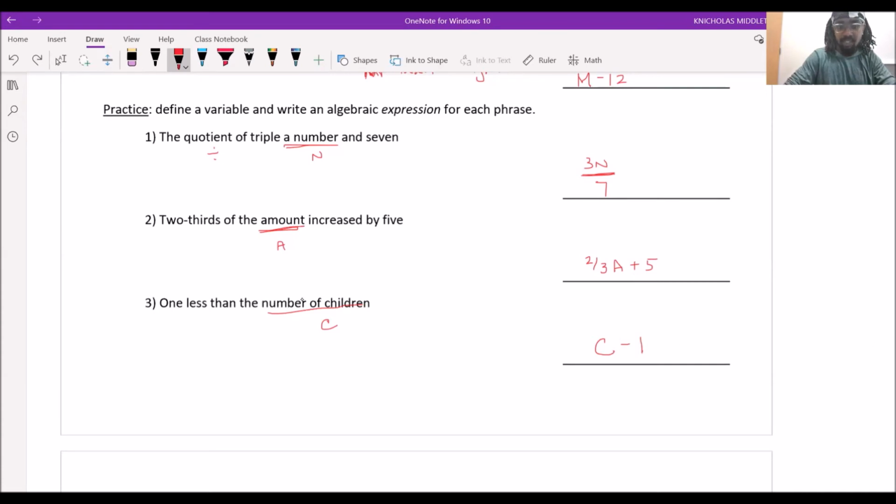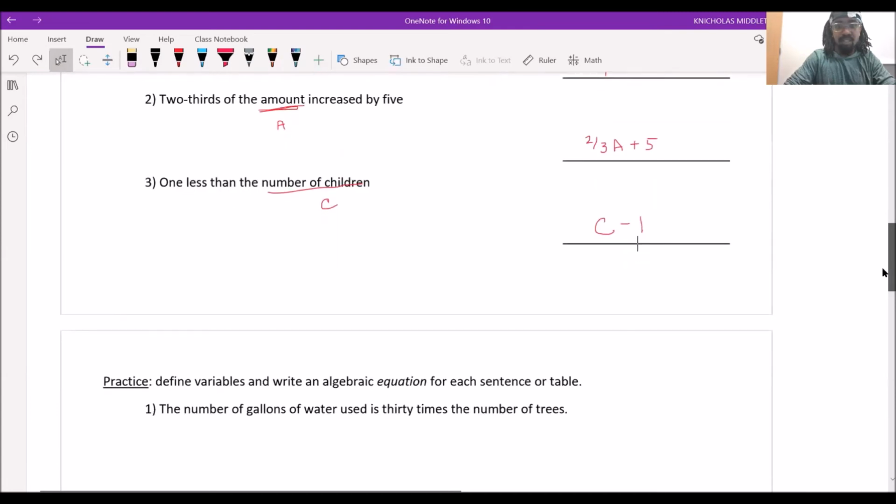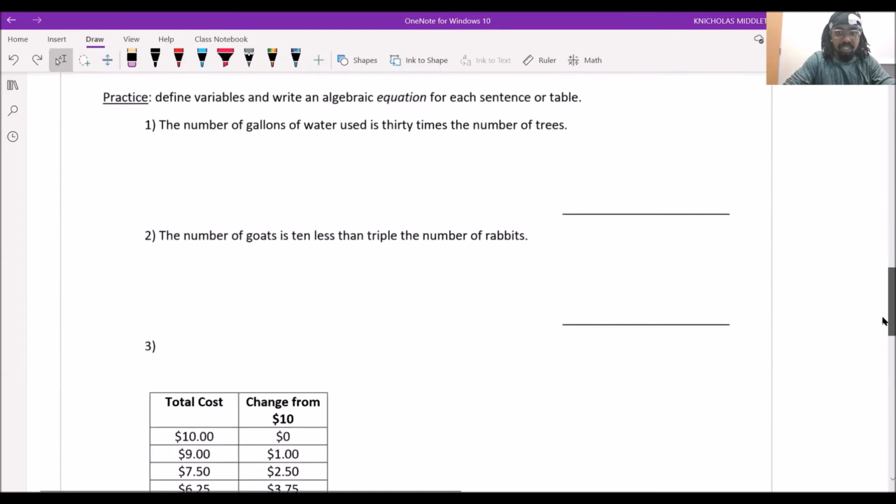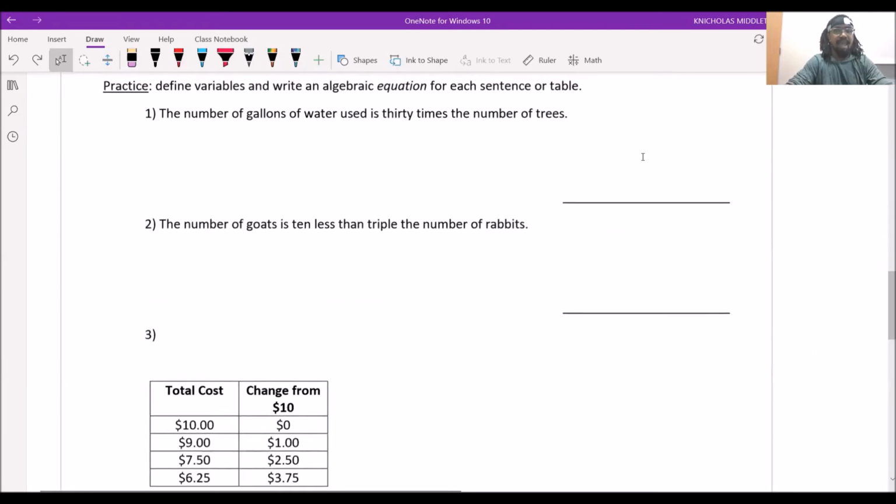Okay, if I have 5 children, 1 less than the number of children would be 4. But if I did 1 minus 5, that would be negative 4. I'm trying to give real importance because that's one of those things that creeps up and bites us throughout the year if we're just trying to get through it and we're not thinking past just writing something down.